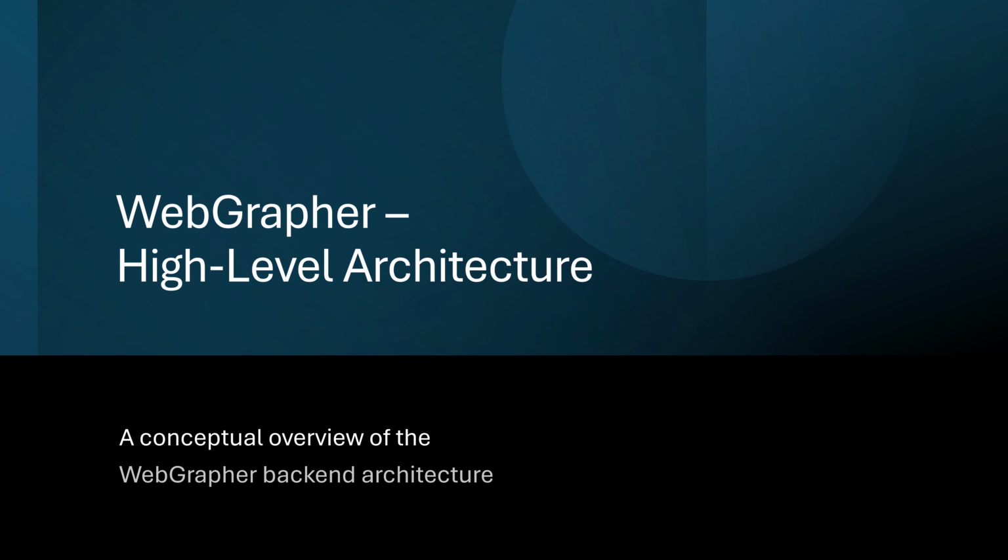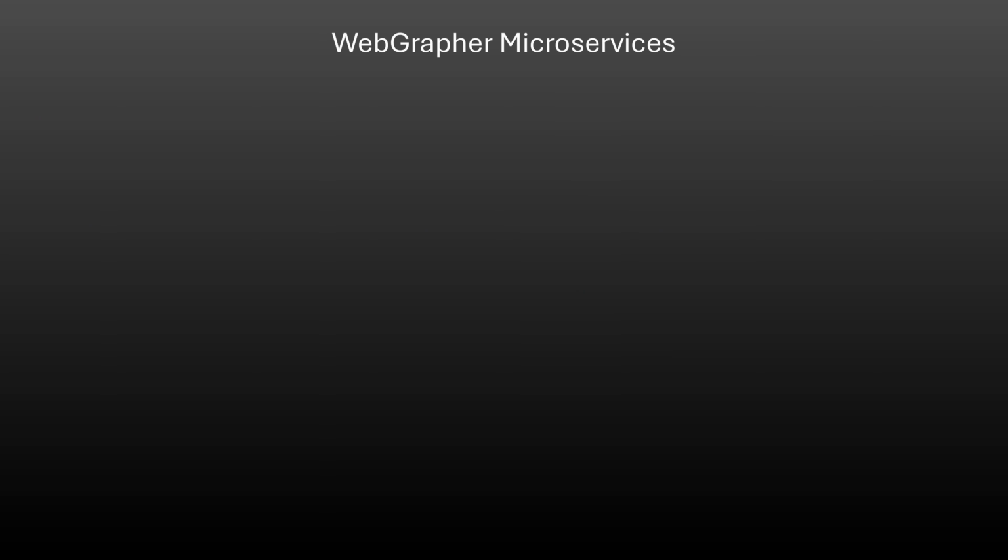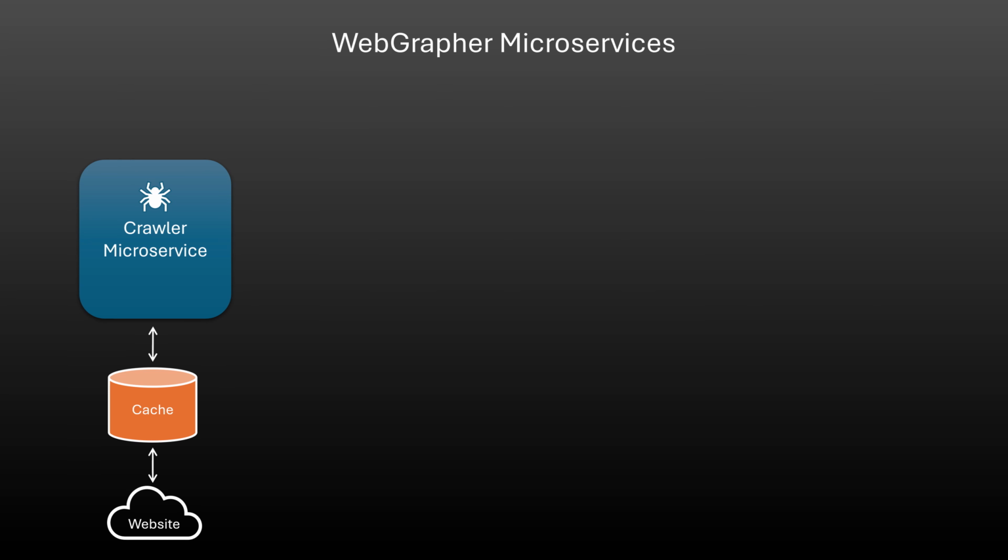This video provides a high-level architectural overview of the WebGrapher platform, focusing on service responsibilities and communication patterns. The WebGrapher platform consists of a series of microservices, each with a single responsibility. The crawler microservice is responsible for deciding if a web page can be crawled.